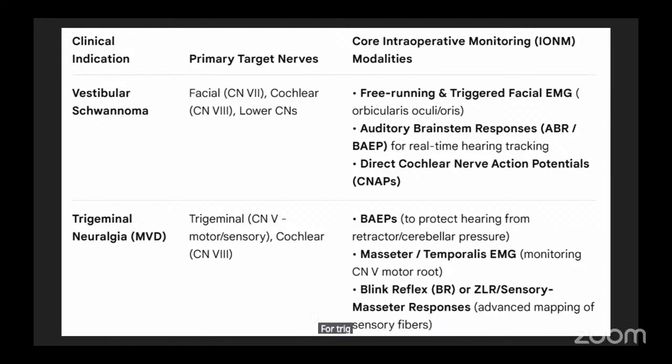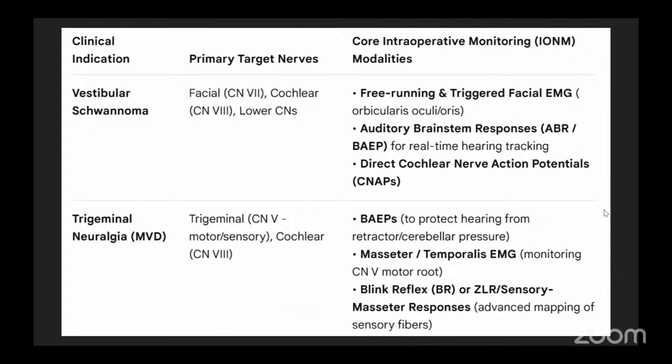For trigeminal neuralgia, you're going to need the BERA. Along with that, you're going to need the masseter temporalis EMG or a blink reflex. Now, this again depends on the institute. I have seen a lot of my seniors doing trigeminal neuralgia. I have assisted them, and in our institute, we did not have the facility of intraoperative neuromonitoring. So I know this will vary hugely according to the institute, but in any ideal scenario, you should be able to have all of this in order to keep the patient safe.